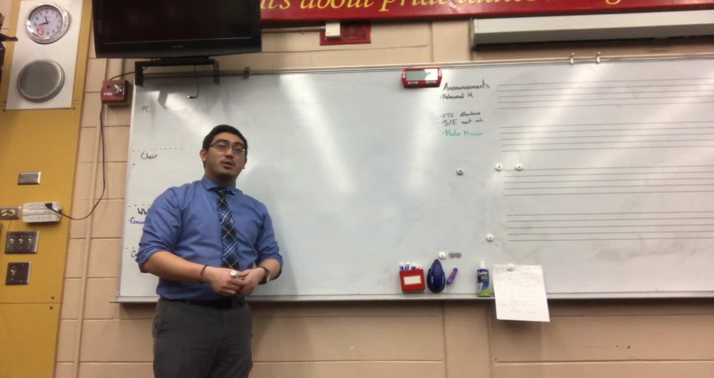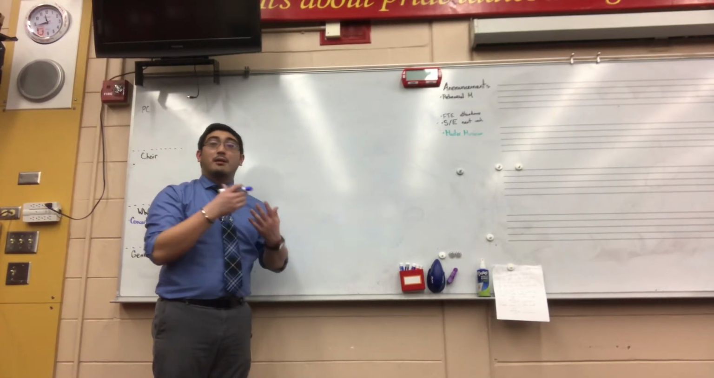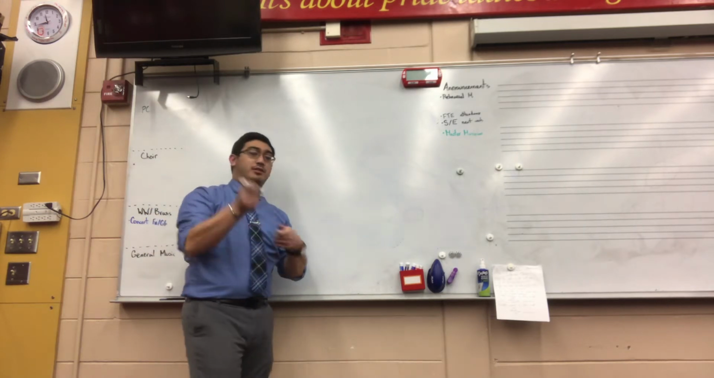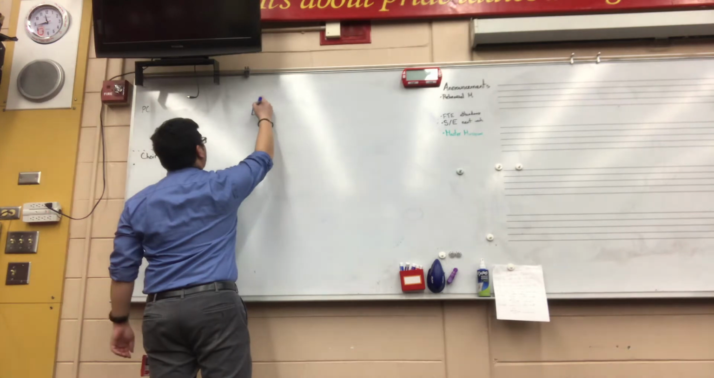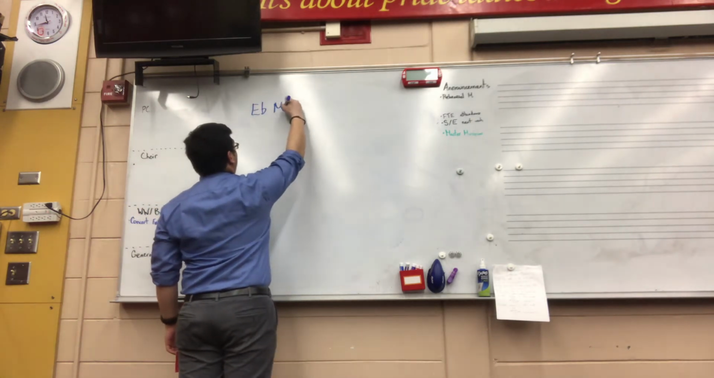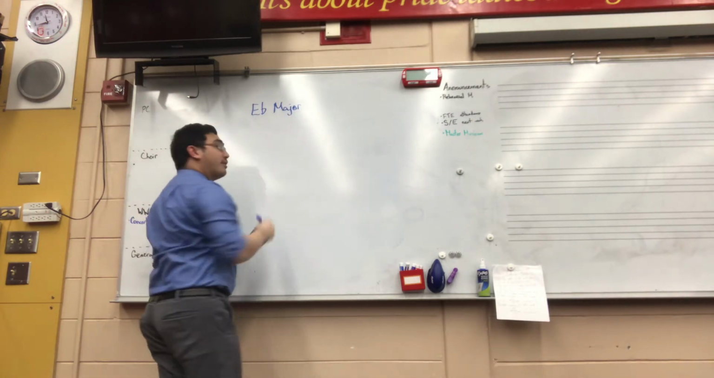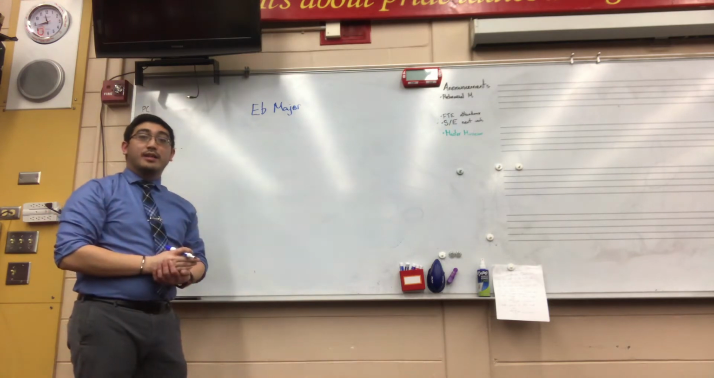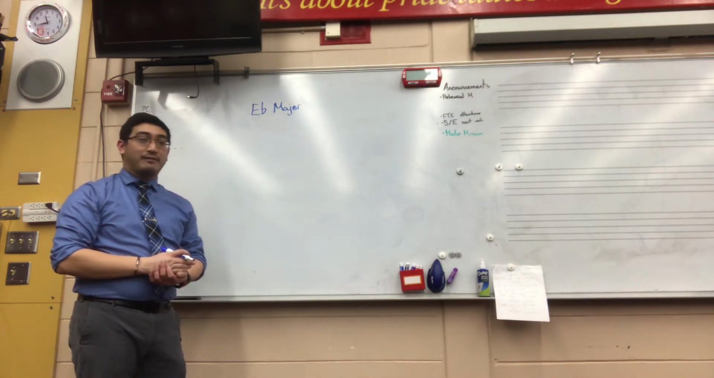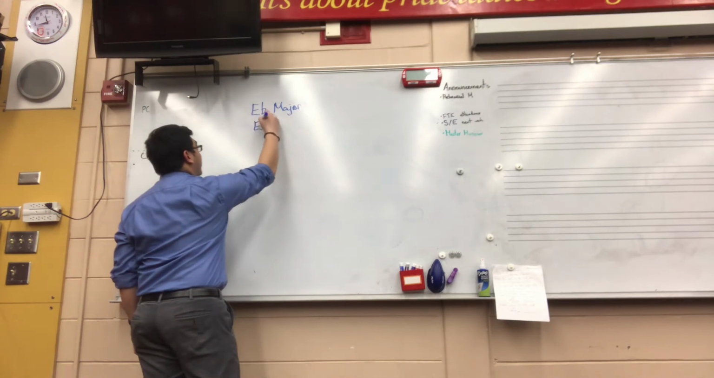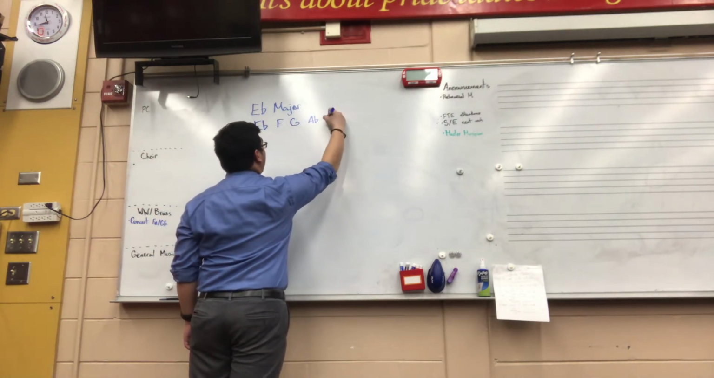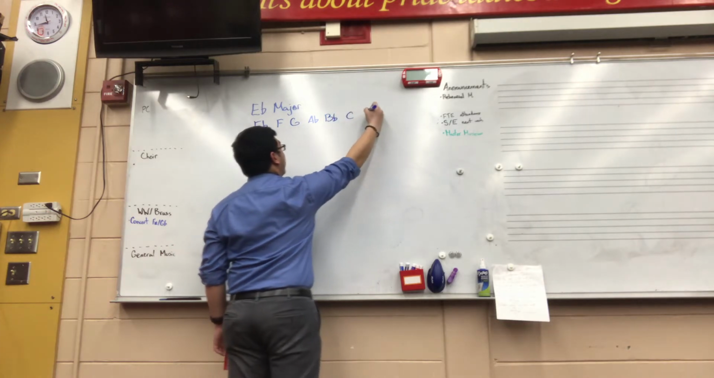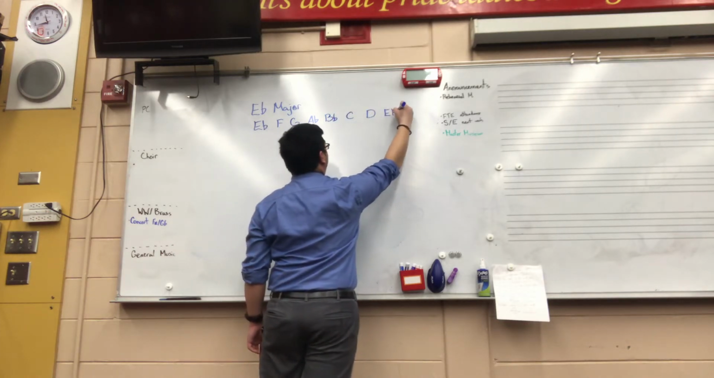So today we're going to be talking about relative and parallel majors and minors. We're going to start with a major scale, E flat major. Remember, the formula for any major scale is whole, whole, half, whole, whole, whole, half. So we have E flat, F, G, A flat, B flat, C, D, and E flat.